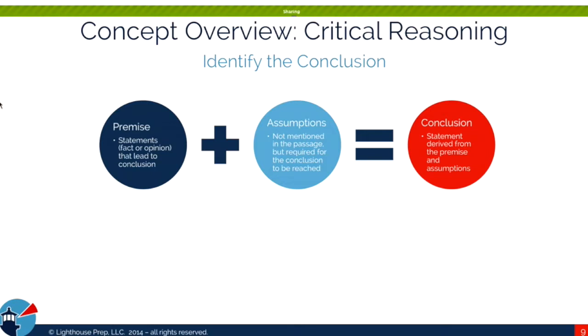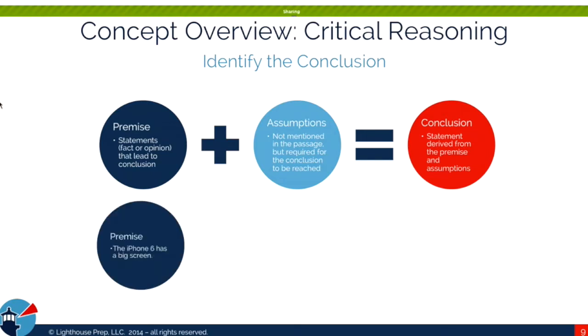The first part is the premise. So let's look at an example of what a premise might look like. A premise here is: the iPhone 6 has a big screen. The iPhone 6 has a big screen. Okay, that's a premise. Well then, what does that lead us to believe, right?